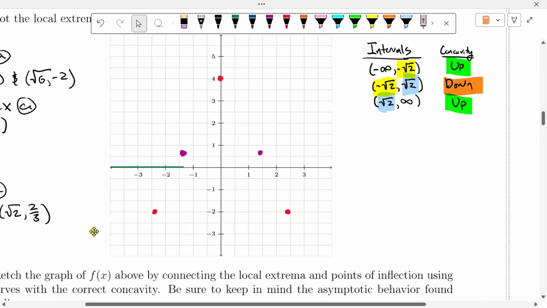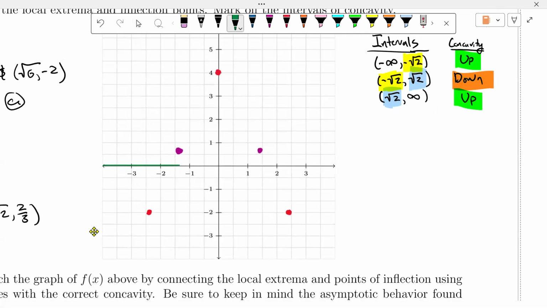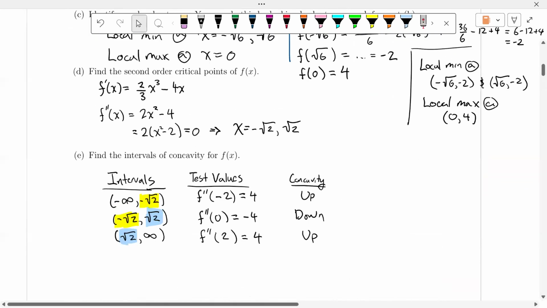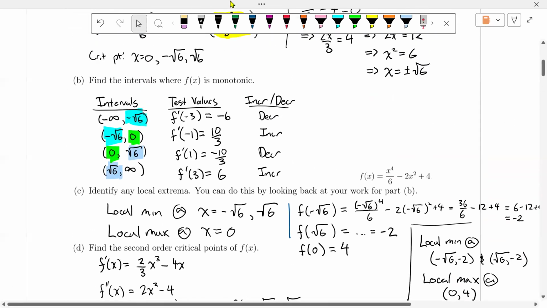Good job, OneNote. All right, and then I can play the exact same game here. I know this interval has to be concave up. That one actually I drew better. And then this is my concave down interval right there. All right, and so now the goal is for me to grab the increasing, decreasing intervals as well, so I have those just as a rough guide in case I need them. Here we go.